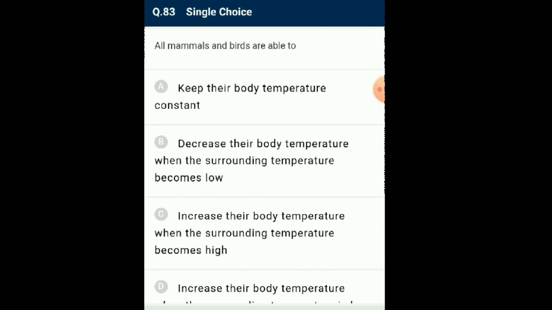Question number 83. All mammals and birds are able to... All mammals and birds are homeotherms. That means warm-blooded animals. They always maintain constant body temperature. So the answer for this question is option A. Keep their body temperature constant.